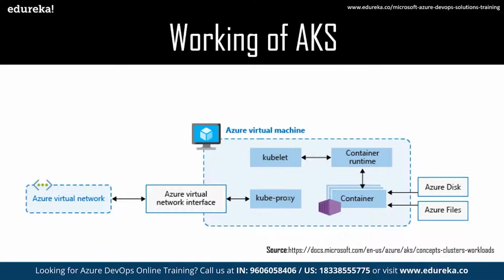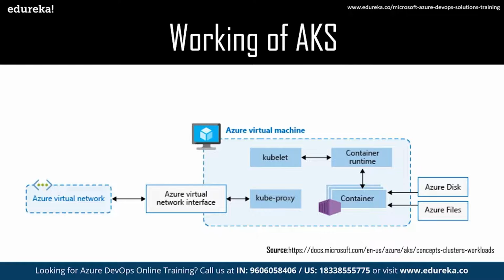And similarly, you have your kube proxy. Kube proxy again works together with your virtual network interface, or basically your Azure virtual network, and tells you what needs to be done. Now, all these things reside on a virtual machine again. So we've discussed all the differences and benefits of it. What Azure does is it launches a virtual machine for you on top of which your containers would reside.